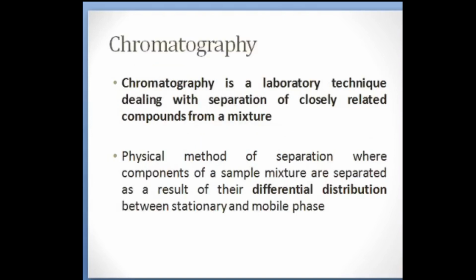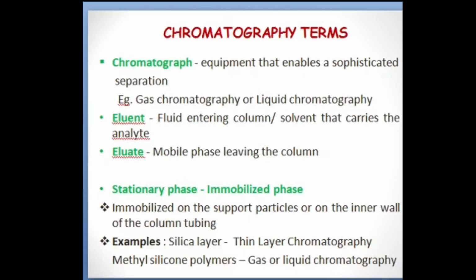What happens is the stationary phase will be there, and in the mobile phase, the solute or the analyte that we want to separate will be distributed between the stationary phase and the mobile phase. So this chromatography is based on the physical method of separation where the components of this sample mixture that contains a sample that we want to analyze will be separated as a result of their differential distribution between the stationary and the mobile phase. It will be more clear in the coming slides, okay?